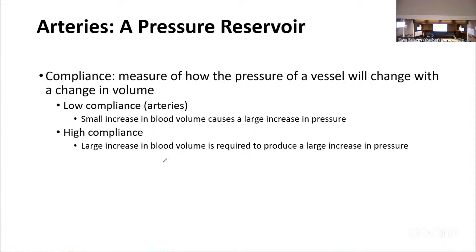So I'm going to draw one just on the bottom here. Okay. So we're thinking about a relationship between pressure and volume when we're thinking about compliance. And when we say arteries have low compliance, we're going to draw a low line here on our graph. When we think about high compliance, we're going to draw a high line here for our veins. Okay, so that's the vein. All right. Low compliance artery.